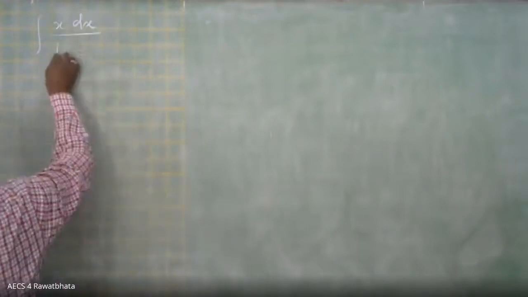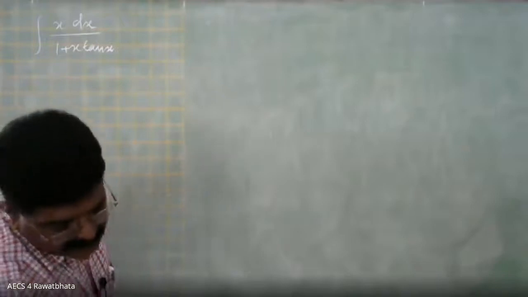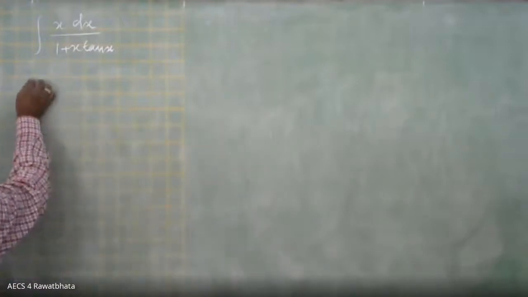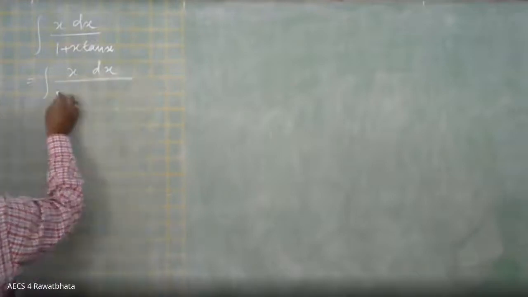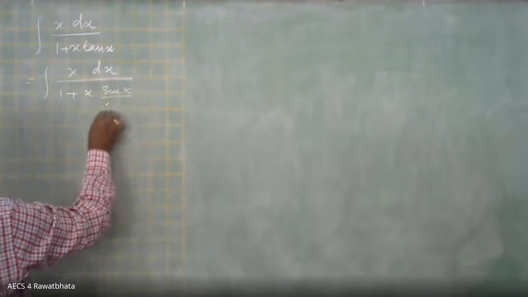Integration of x dx upon 1 plus x tan x. So this is integration of x dx by 1 plus x sin x upon cos x. Correct?